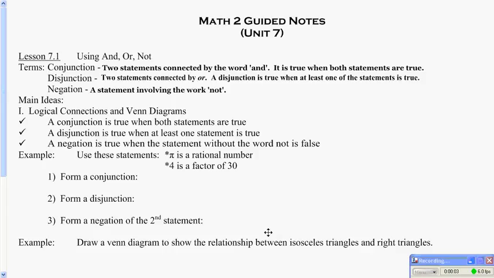Alright, we're going to take a look at lesson 7.1. You had this last week, and we're just going to go over some basics of this one. We've already done the assignment, so here are the basics.